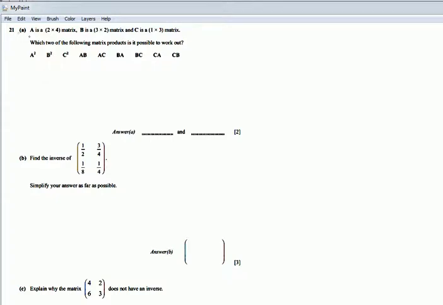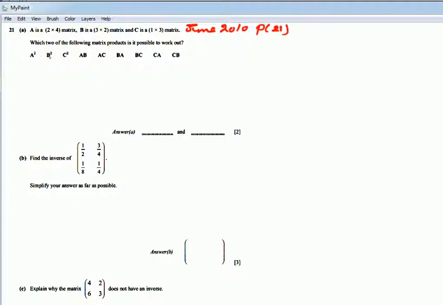This is one of the past paper questions in the IGCSE exams. This is question 21, June 2010, paper 2-1. A is a 2 by 4 matrix, B is a 3 by 2 matrix, and C is a 1 by 3 matrix. Which two of the following matrix products is it possible to work out?